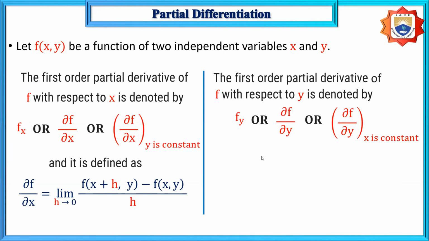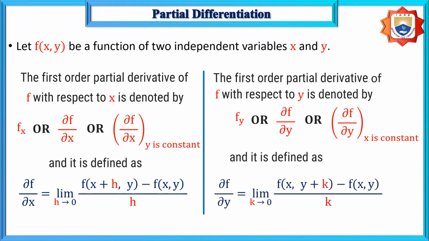And here also the first principle is same, and it is defined as dou f by dou y equals limit as k tends to 0 of f of x comma y plus k minus f of x comma y, divided by k. You need to understand what I am saying here: the first order partial derivative with respect to x and the derivative with respect to y.